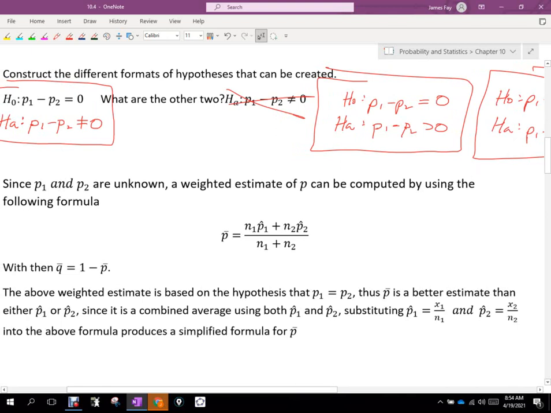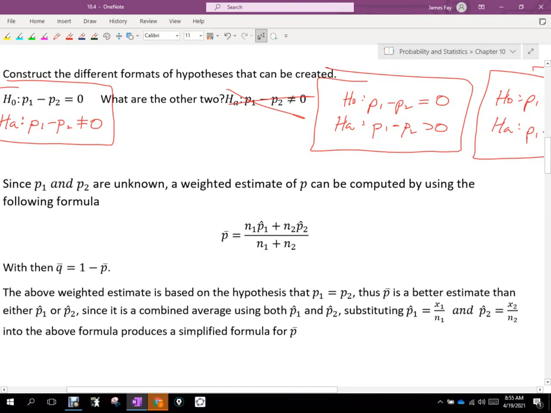So we don't have P1 and P2; those are unknown. P hat 1 and P hat 2 would be replacements for P1 and P2. Does that make sense? But I don't want to just substitute P hat 1 for everything, or P hat 2 for every P that you see. So we use a weighted average essentially between the two, and that is better than choosing just one or the other. Does that make sense? Okay.